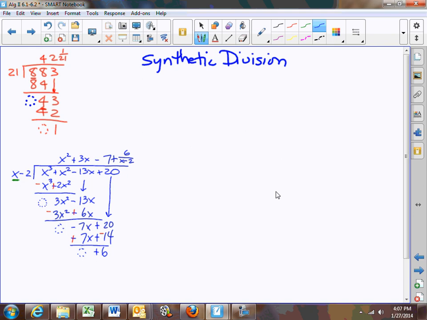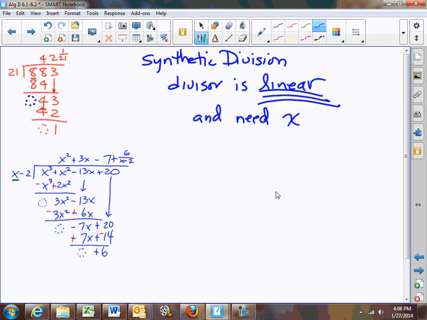Synthetic division is kind of a formalized way to do polynomial long division when the divisor is linear. Now, you cannot use synthetic division unless you have a linear divisor, and that means that the degree of the x term is 1. In other words, it's just x to the 1. And we need x to have a coefficient of 1.